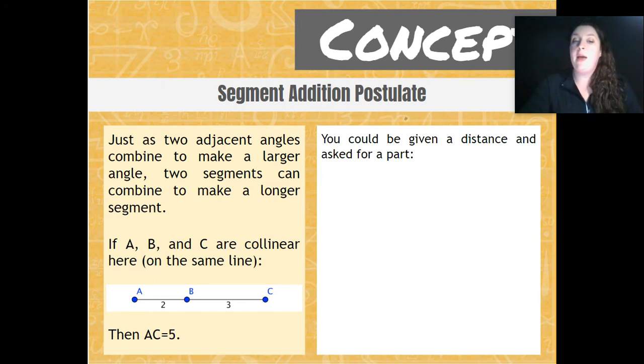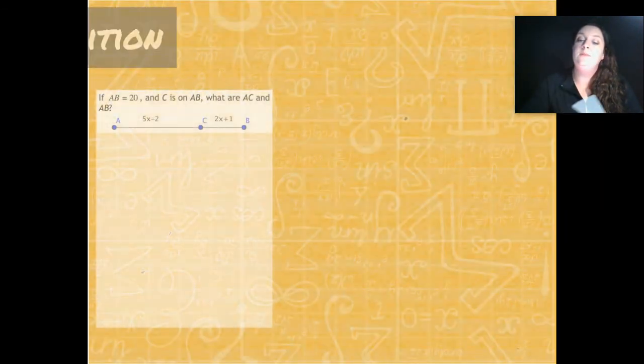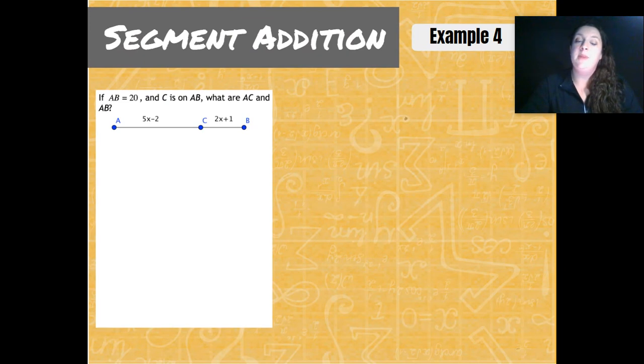You could be given a distance and x for part. So the same way we figured out what part of the angle was given part of your supplementary angle, we can do the same thing with a line segment. So you can be given ABC, line ABC. If AB is 6 and CB is 2, what is AC? Do the subtraction. 6 minus 2 is 4.